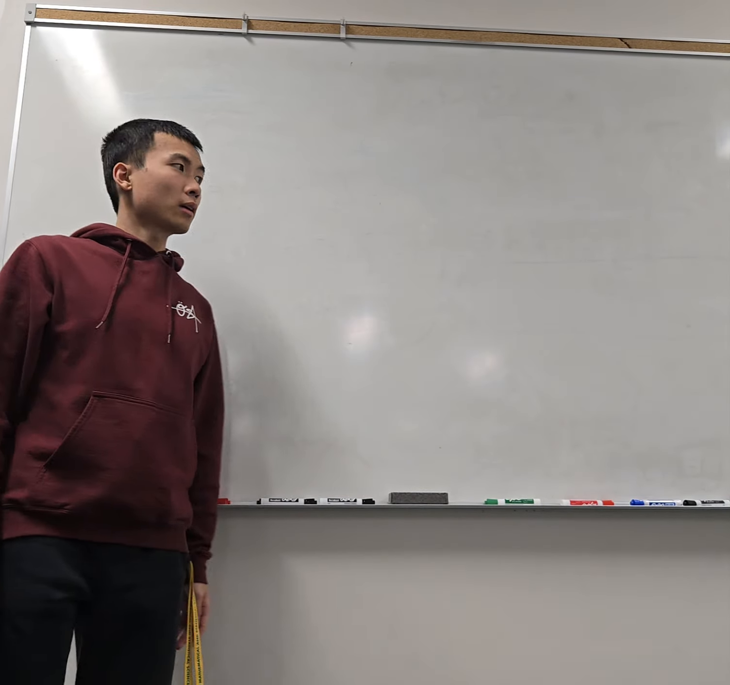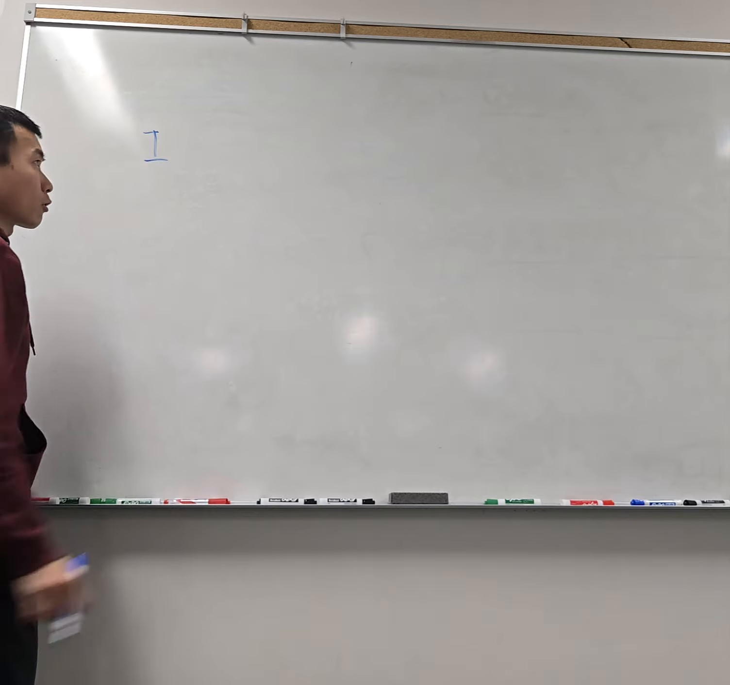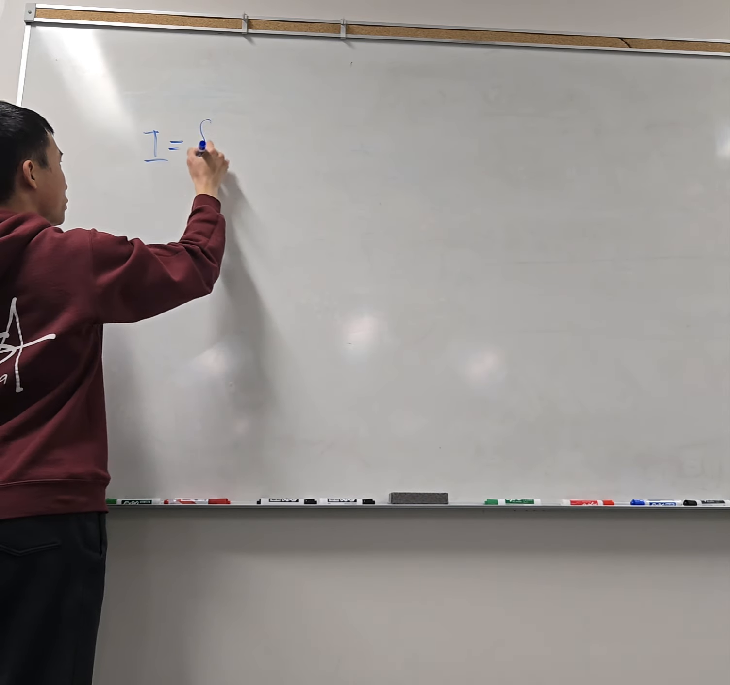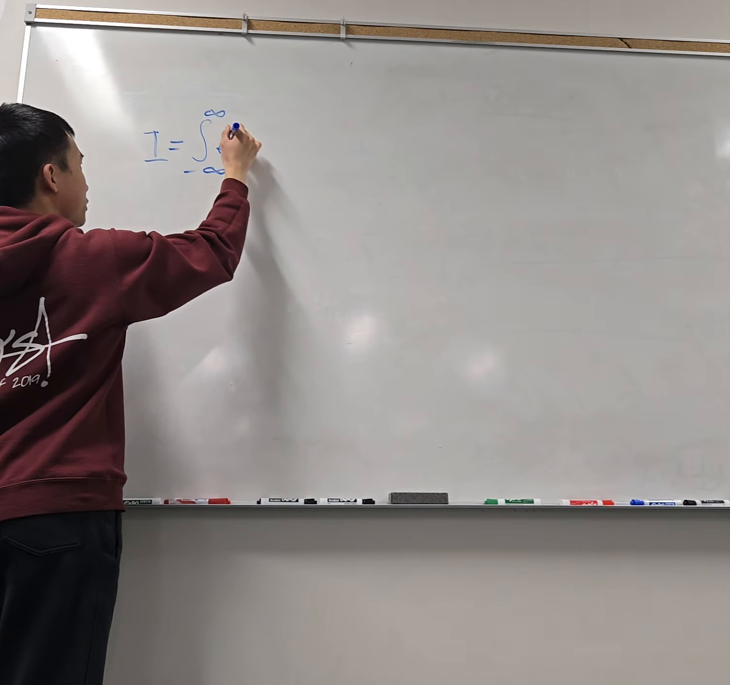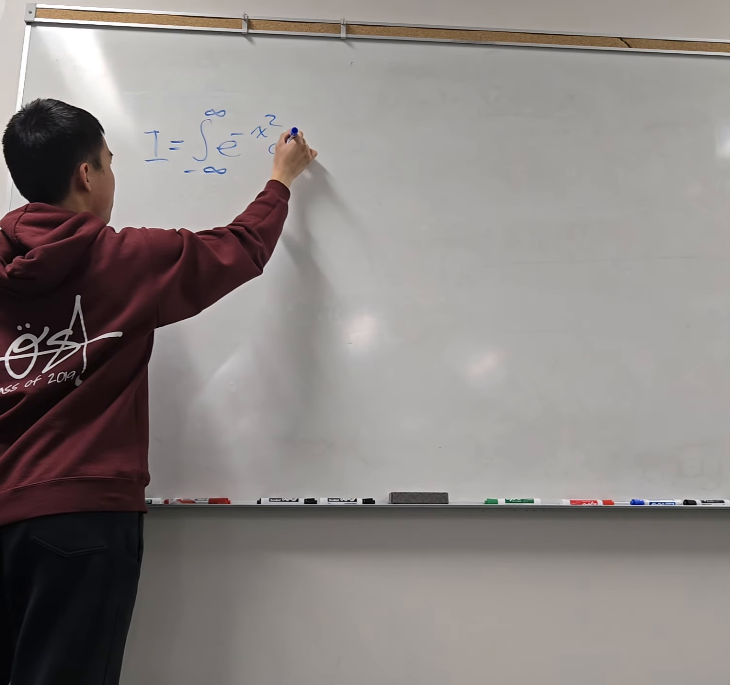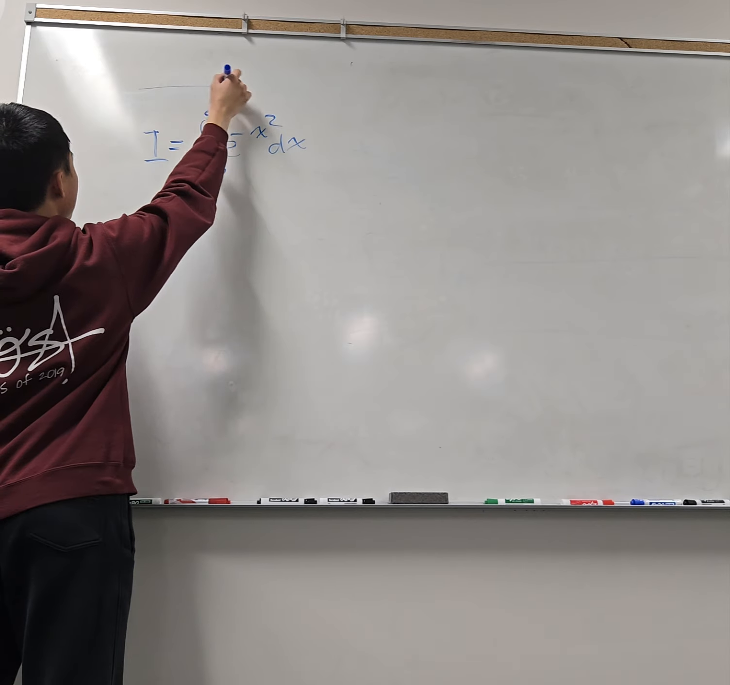We would like to know how to integrate the Gaussian integral, I'll call it I, and that is equal to the improper integral from minus infinity to infinity of e to the negative x squared dx. Okay, so let's just take a look at what the graph looks like.